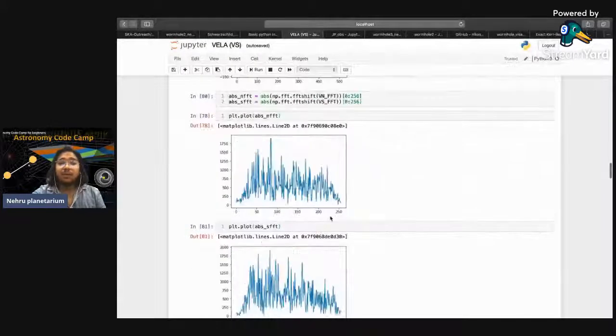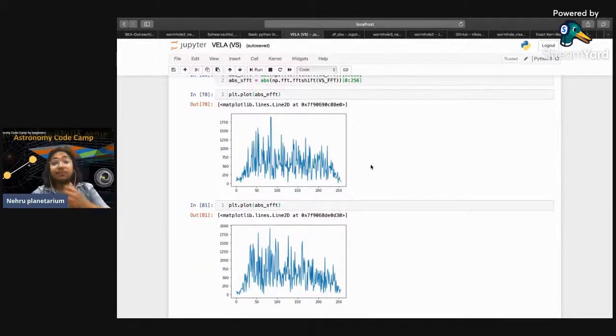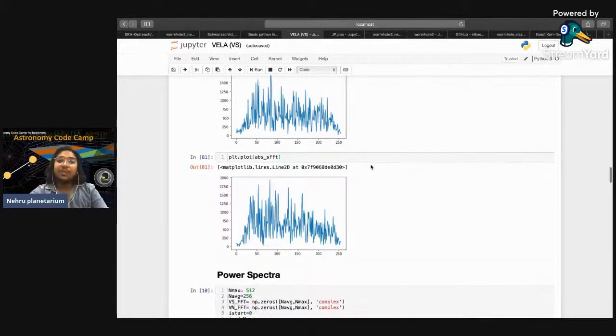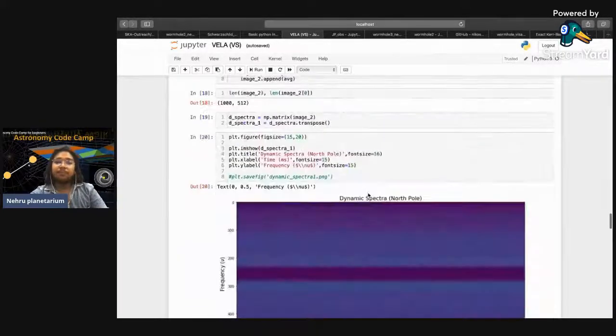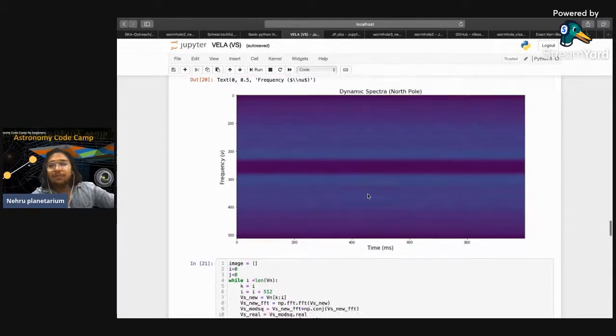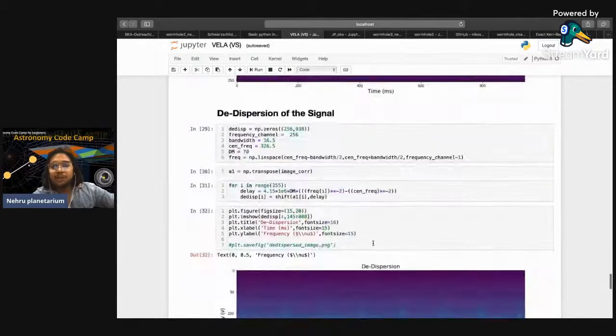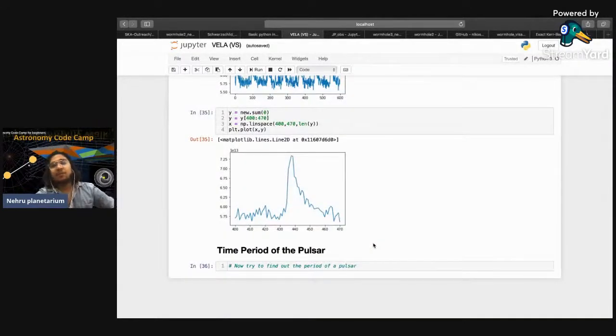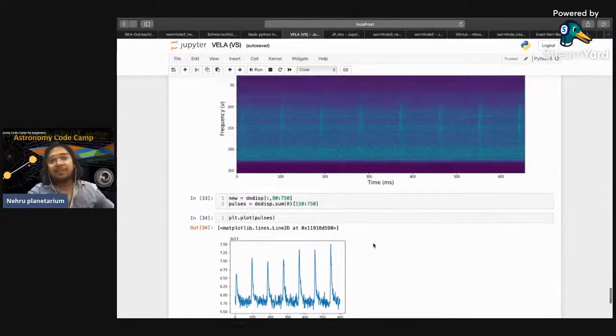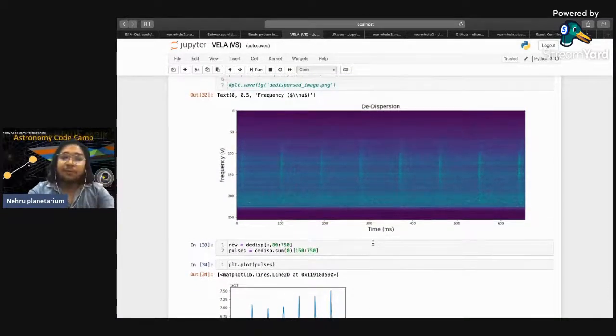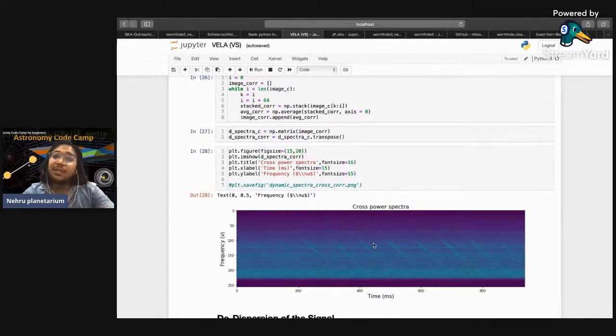And then seeing how it looks in the time domain, and then in the frequency domain, which is how the data set behaves at different frequencies, which would tell us more about the interstellar medium as well as the pulsar. So that's the whole of this analysis. So this dynamic spectra, and this power spectrum, and this whole de-dispersion and time period, and folding the pulsar profile, is actually a matter for another day, or maybe for a camp which is advanced enough to carry on with this whole thing.